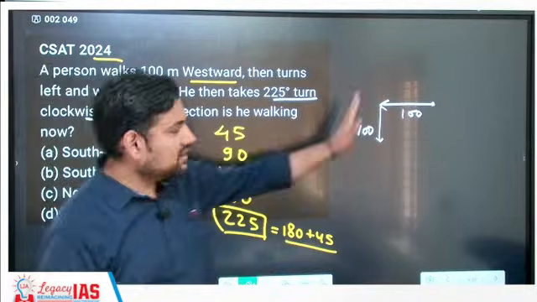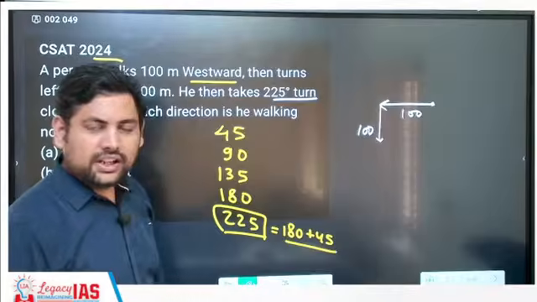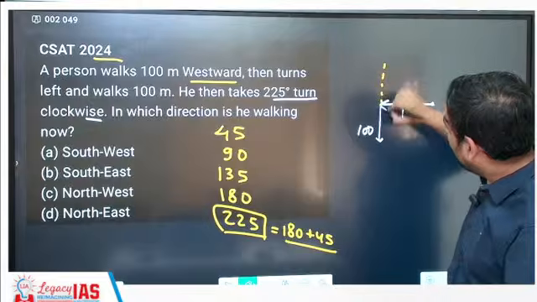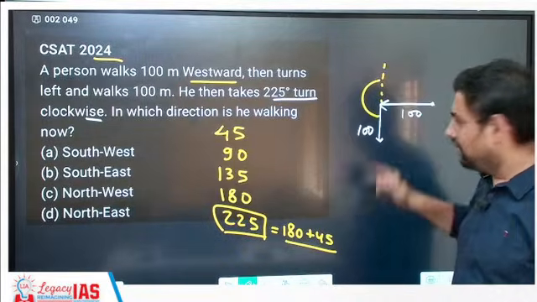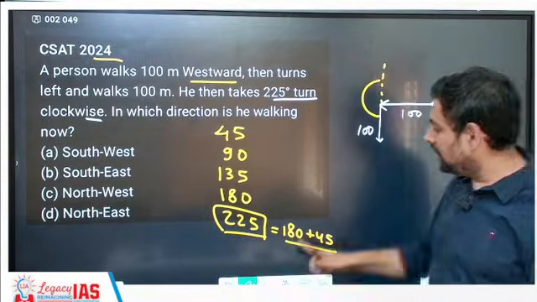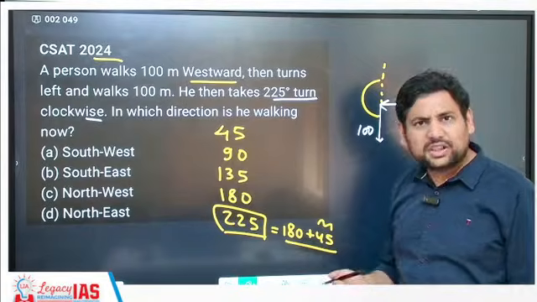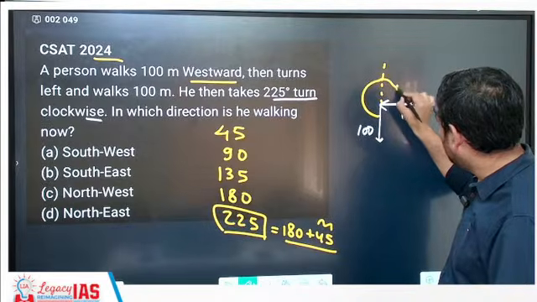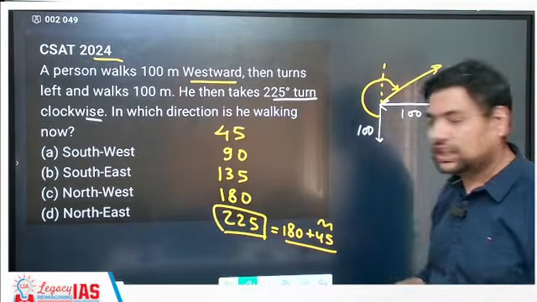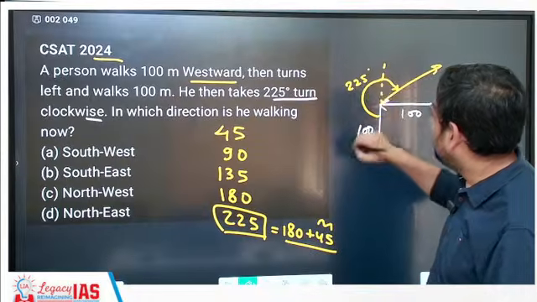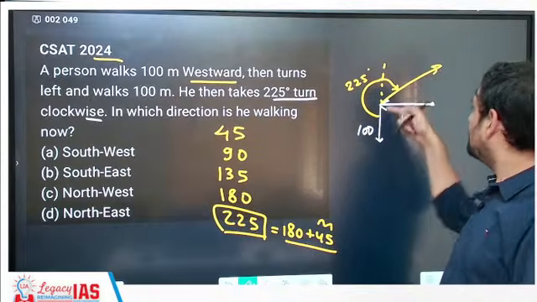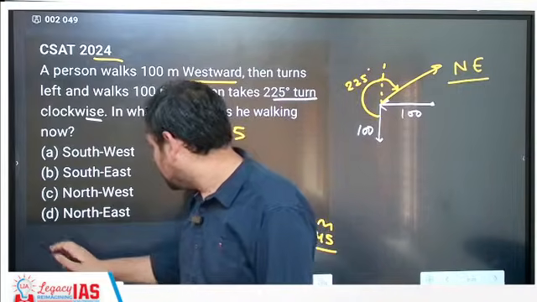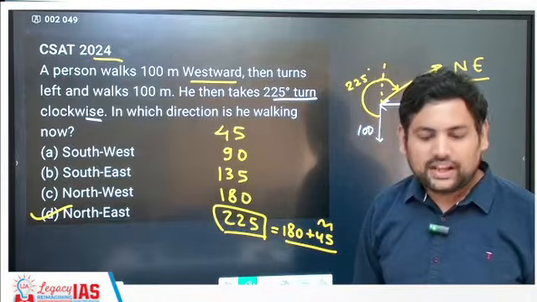If he is going south now and takes a 225-degree turn, first let me cover exactly 180 degrees, just opposite. Then I have to go 45 more. Clockwise, from here I have to go 45 more. What direction do I reach? This angle is 225 degrees clockwise. What direction do I reach? Northeast. So the answer becomes northeast. Understood?